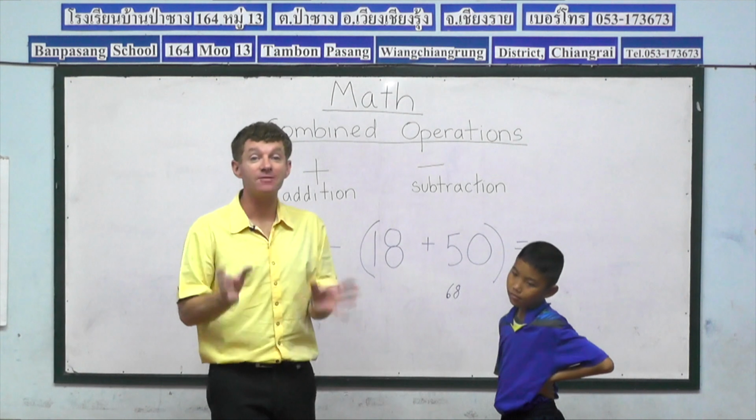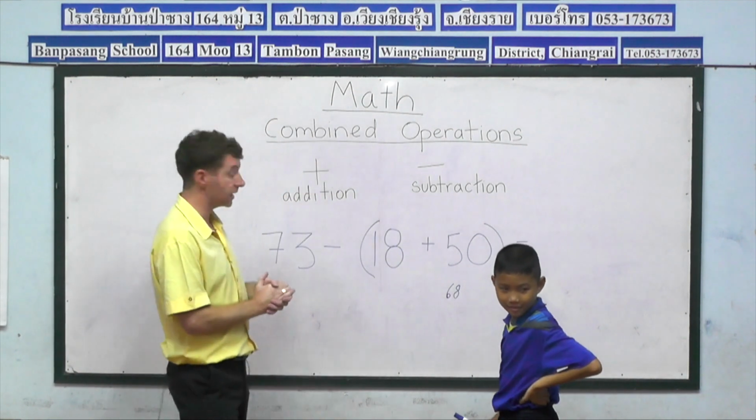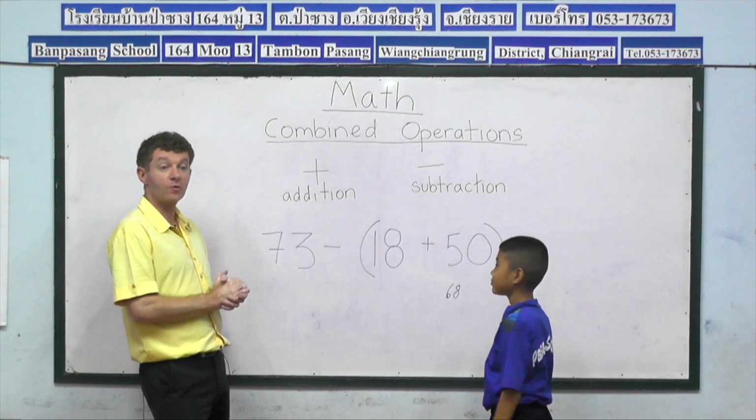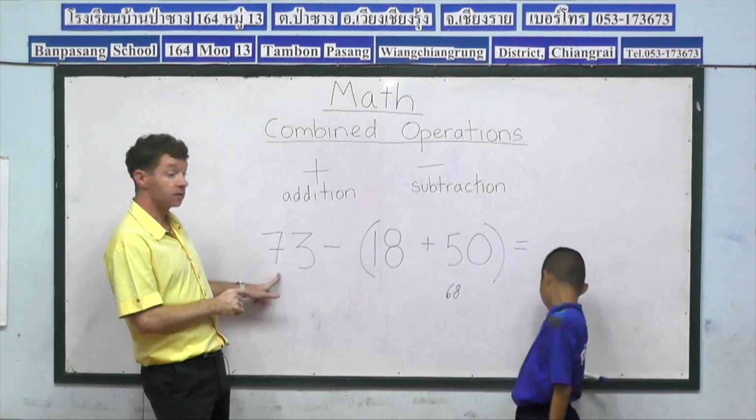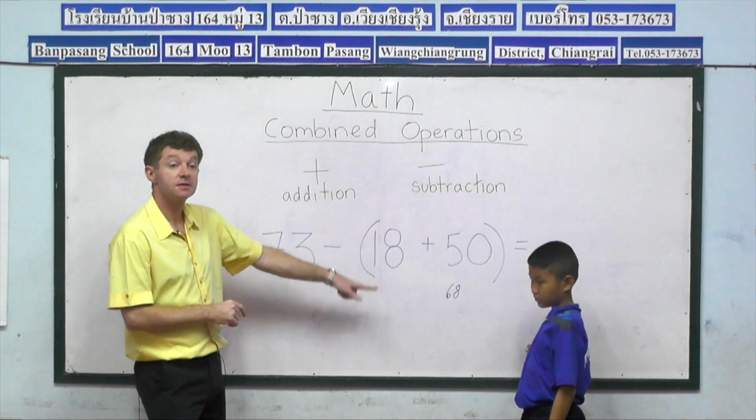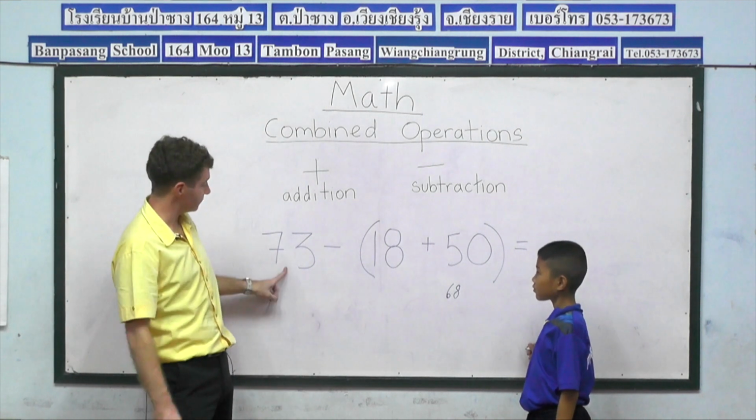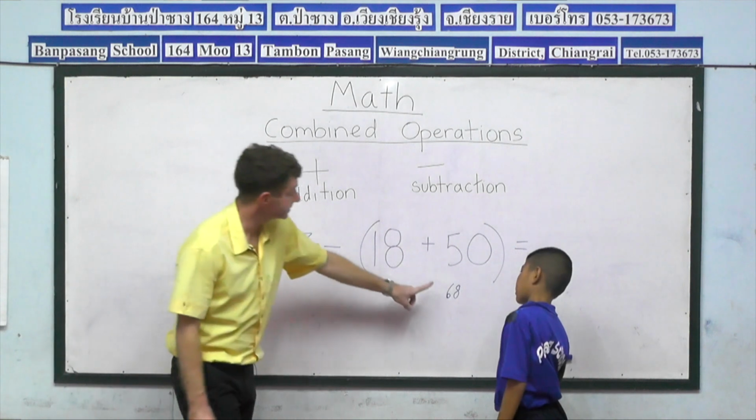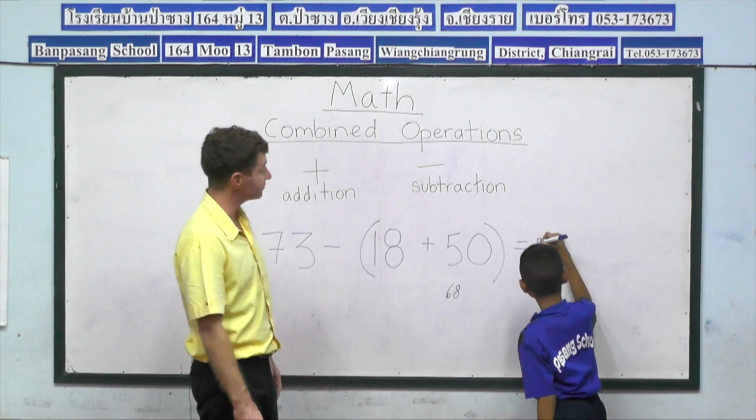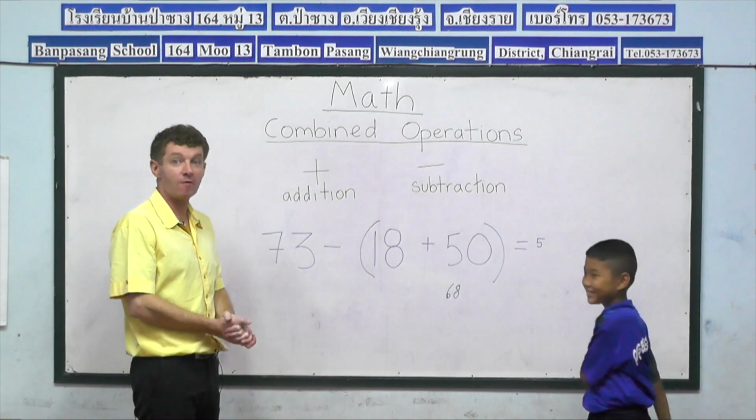Because it's a combined operation, it means two separate sums. What's our next sum, guys? Can anybody see? What do we have to calculate next? 73 minus 68 equals 5. Excellent. So you can see that's another combined operation done.